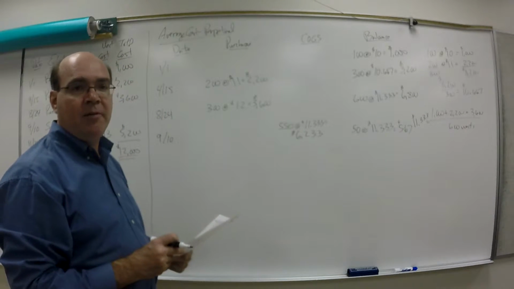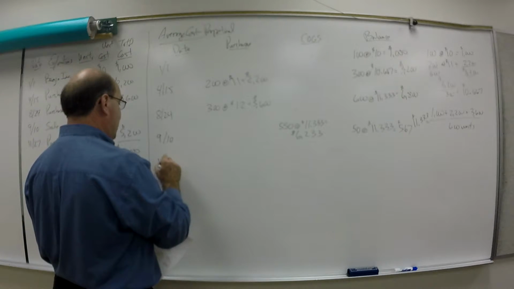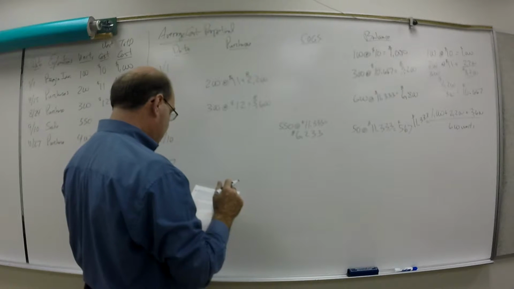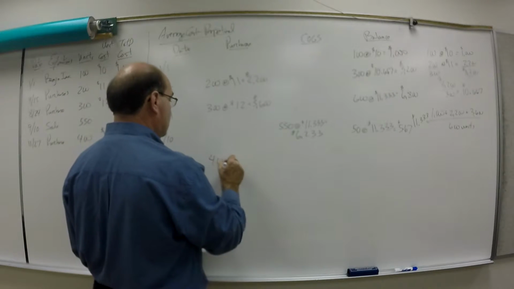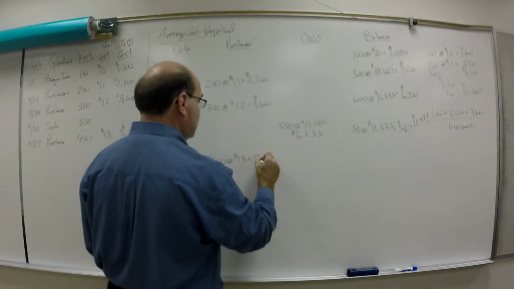And it made you do it each time. Yeah, and that's what we're going to do now, because now you had a sale. Now on the 27th, you have a purchase. So you have another purchase of 400 units at $13, which is $5,200.